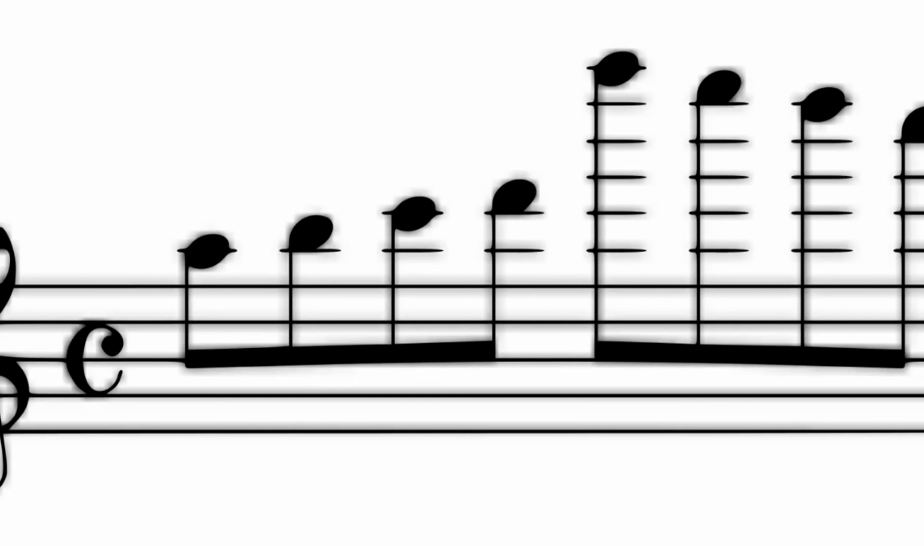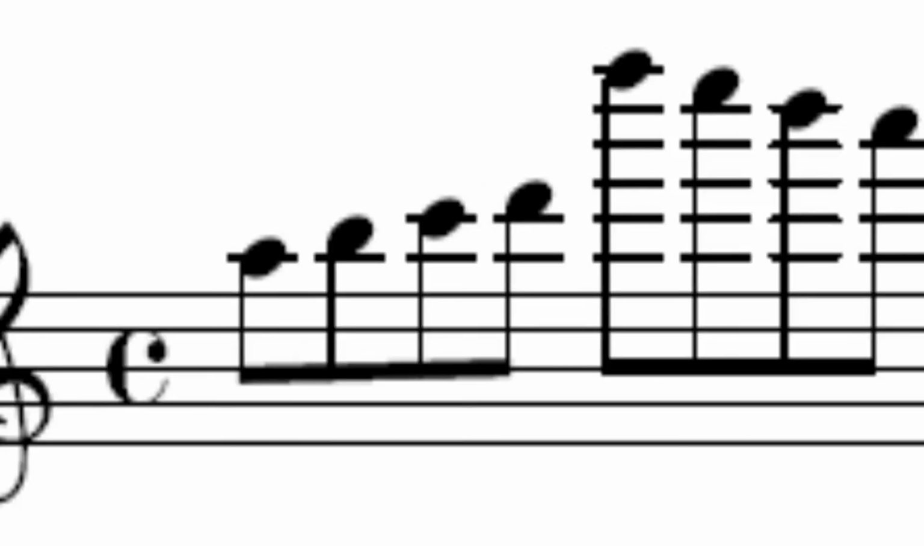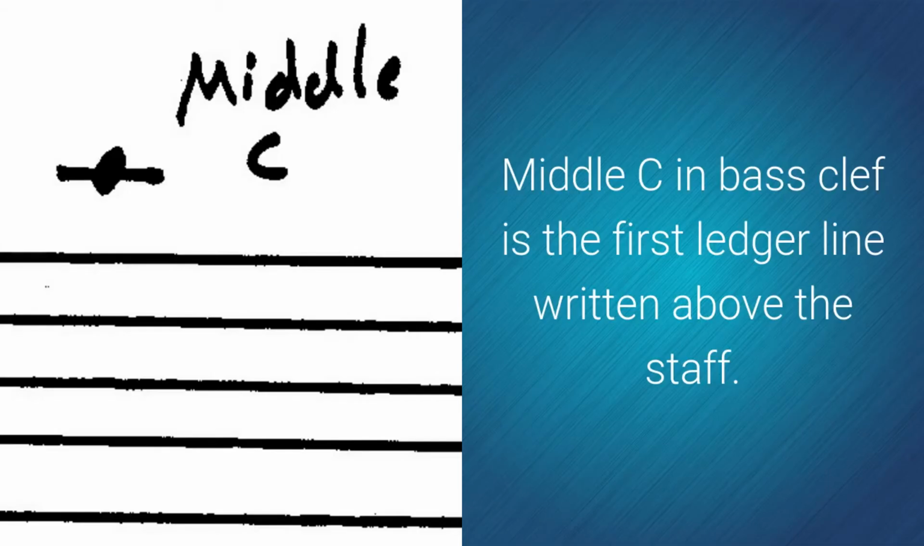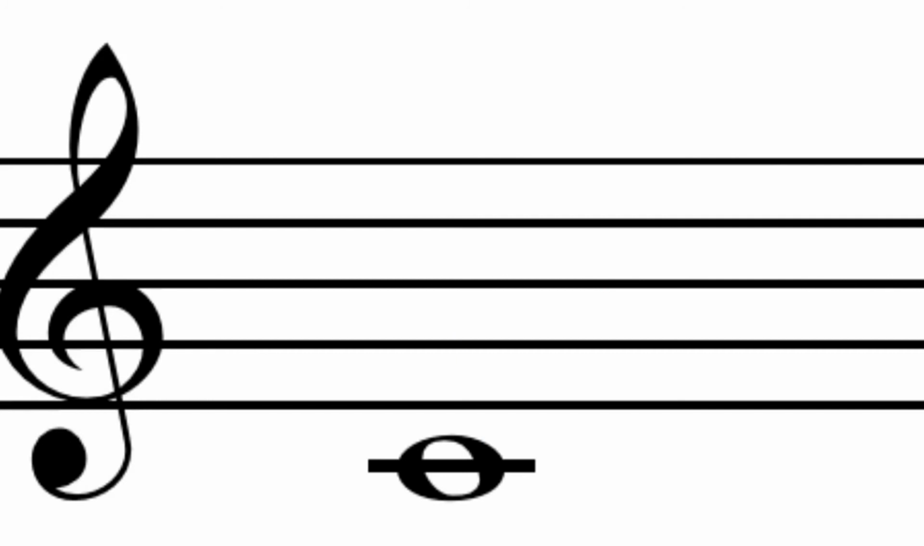That brings us to ledger lines. Often, composers will add extra lines above the staff if they run out of space and wish to add higher notes. Middle C in bass clef is the first ledger line written above the staff. It is also the first ledger line below the staff in treble clef.